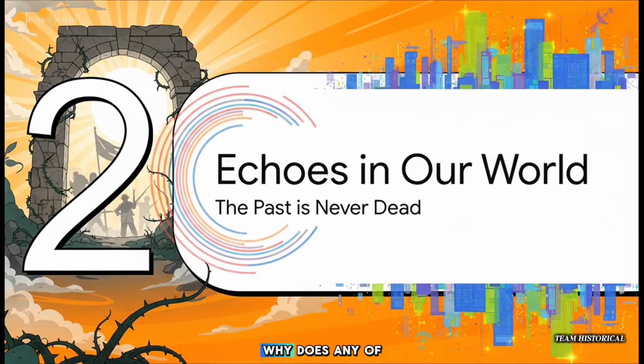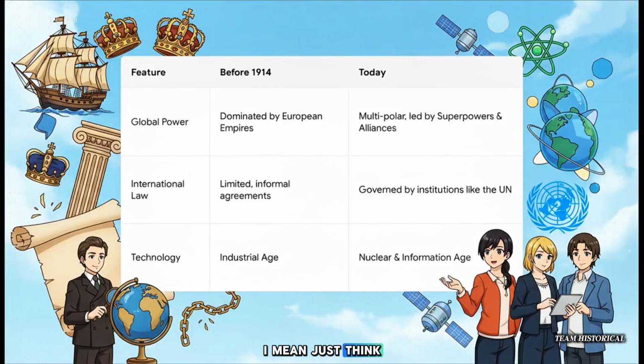So, okay, why does any of this matter to you right now? Because these events aren't really in the past. They are actively shaping the world you're living in today. The echoes of these conflicts are literally all around us. I mean, just think about the difference. It's night and day. Before 1914, the world was basically run by a handful of European empires. Today, power is spread out across superpowers and alliances. Before, international law was pretty weak. Now we have bodies like the United Nations. And technology? We went from the industrial age to the nuclear and information age. That entire transformation was driven by those three wars.